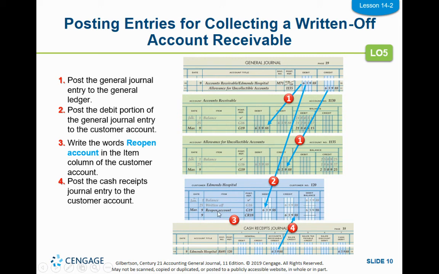So it's really important that you write these things on the lines of the accounts receivable account, the written off and the reopening. And that's how you write off an account and how you reopen it when you've received the money.